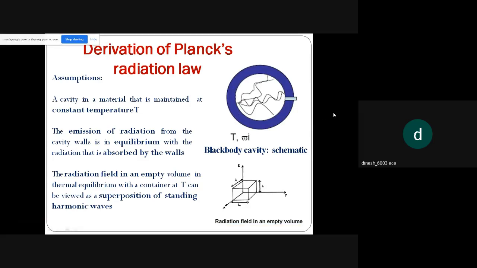Planck's constant or Planck's radiation. Assume a cavity in a material which is maintained at a constant temperature T. Some object or material is taken and maintained at a constant temperature T, and there is emission of radiation from the cavity walls. We have wall structures surrounding the body.